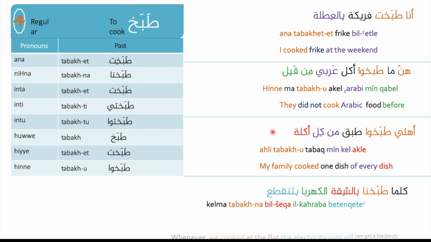Our fourth and final example. كل ما طبخنا بالشقة الكهرباء بتنقطع. Whenever we cook at the flat, the electricity cuts off. So we get a blackout. بتنقطع. كل ما طبخنا بالشقة الكهرباء بتنقطع.